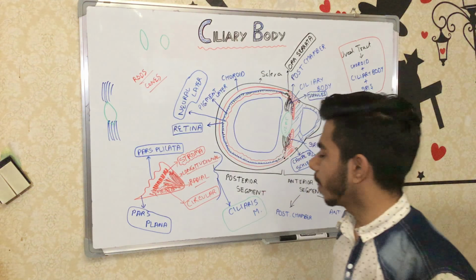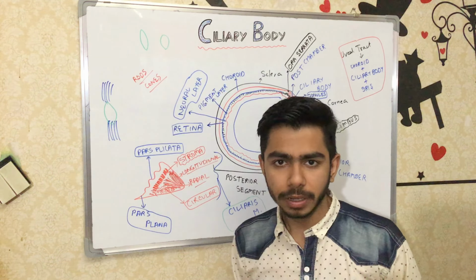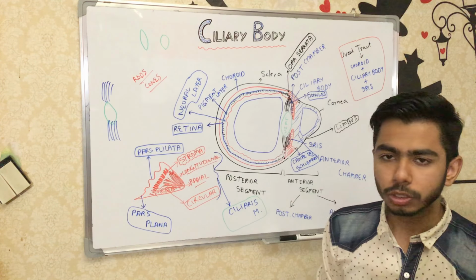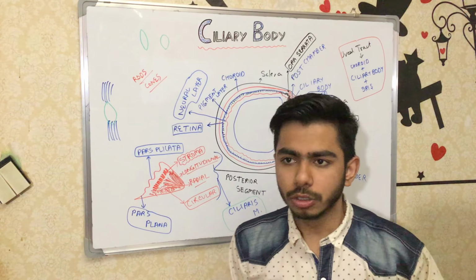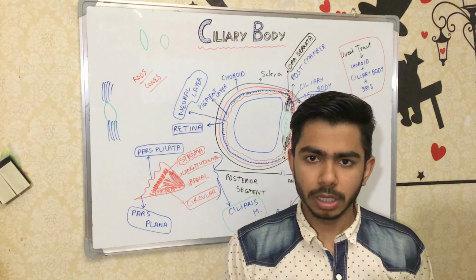So this was the overview of the ciliary body. In this video I have talked about the various structures present in the ciliary body, what the function of the ciliary body is, and how the ciliary muscles and the zonules help us to focus on near or far objects.